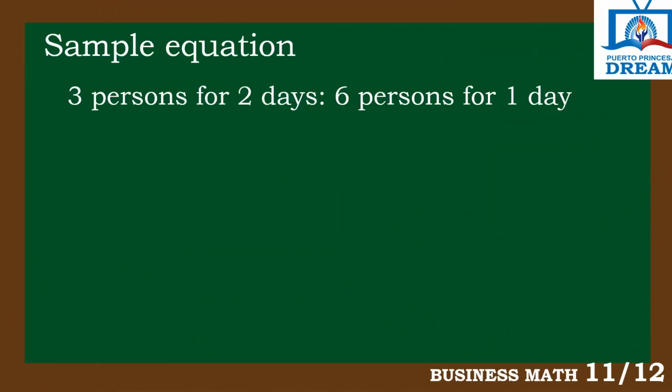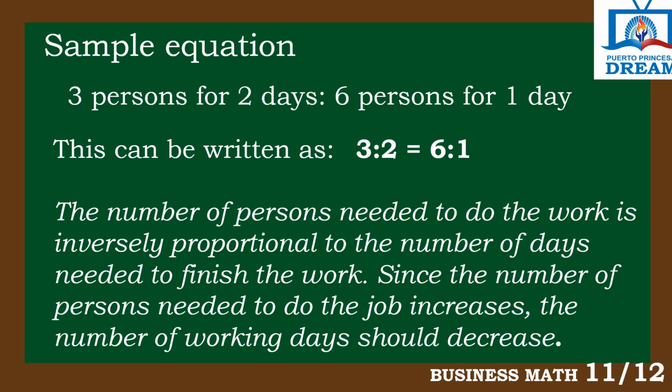Sample equation. 3 persons for 2 days is to 6 persons for 1 day. This can be written as 3:2 is equal to 6:1. The number of persons needed to do the work is inversely proportional to the number of days needed to finish the work. Since the number of persons needed to do the job increases, the number of working days should decrease.